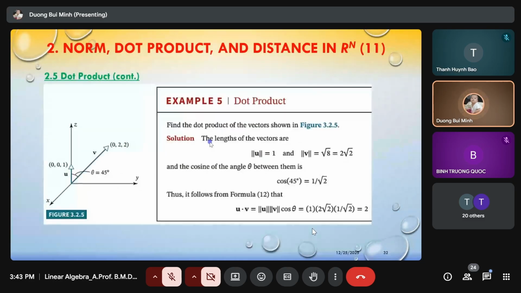So for example here, we have R3. We have vector V and vector U. The norm of V is 2 square root of 2. The norm of U is 1, and theta is 45 degrees, so cosine theta is 1 over square root of 2. So you get the dot product: the norm of U is 1, the norm of V is 2 square root of 2, and the cosine theta is 1 over square root of 2. You get 2.